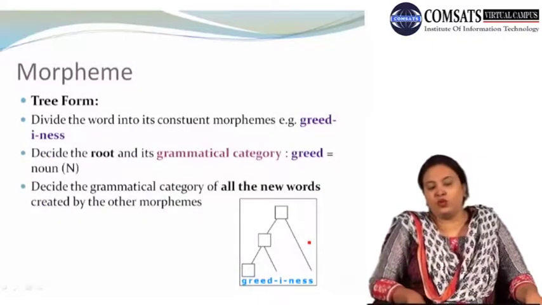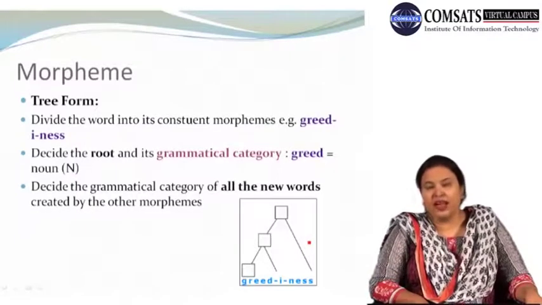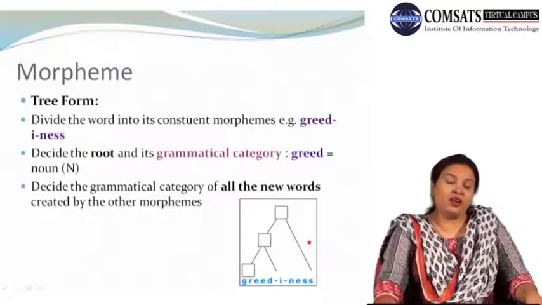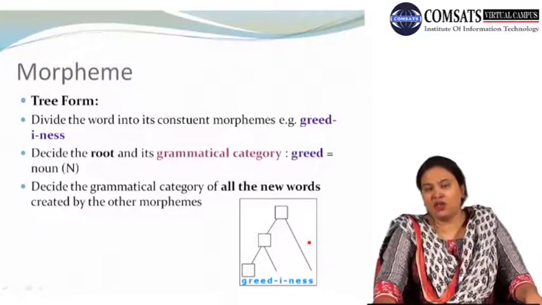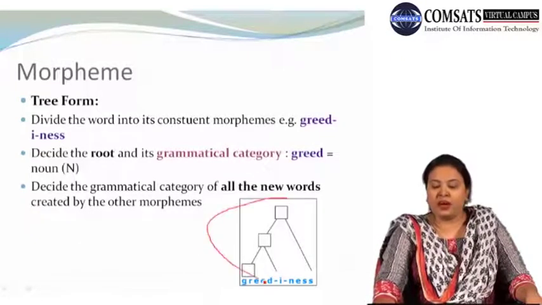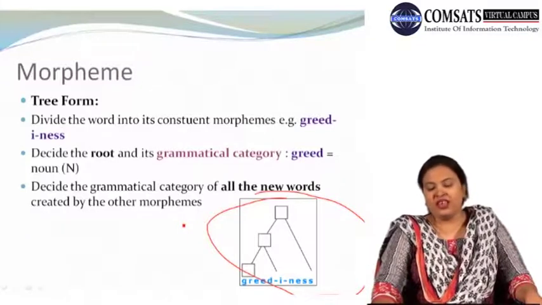In tree forms, what we do is divide words into their constituent morphemes, and then we identify their parts of speech. With the help of them we can draw a morphological tree structure to show that a word is comprised of different morphemes. For example, this is a tree diagram representation for the word greediness, comprised of three morphemes: greed, e and ness.